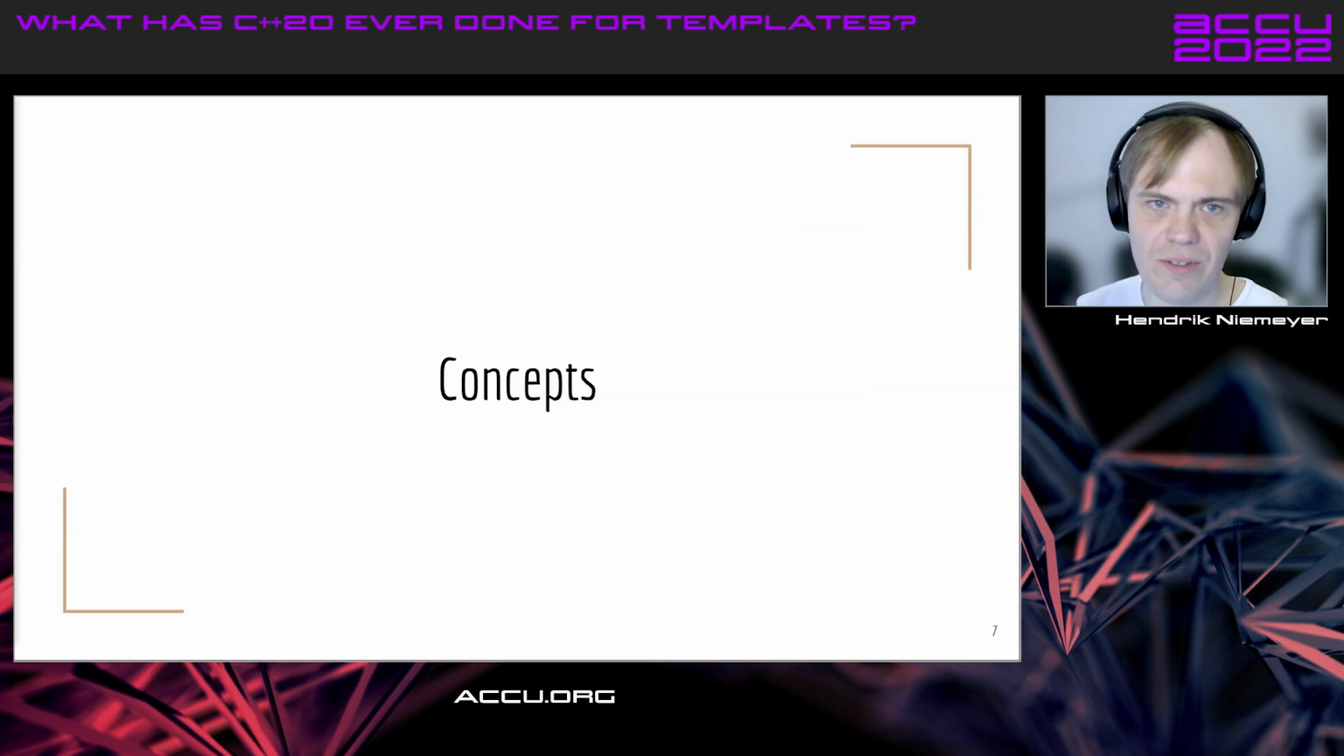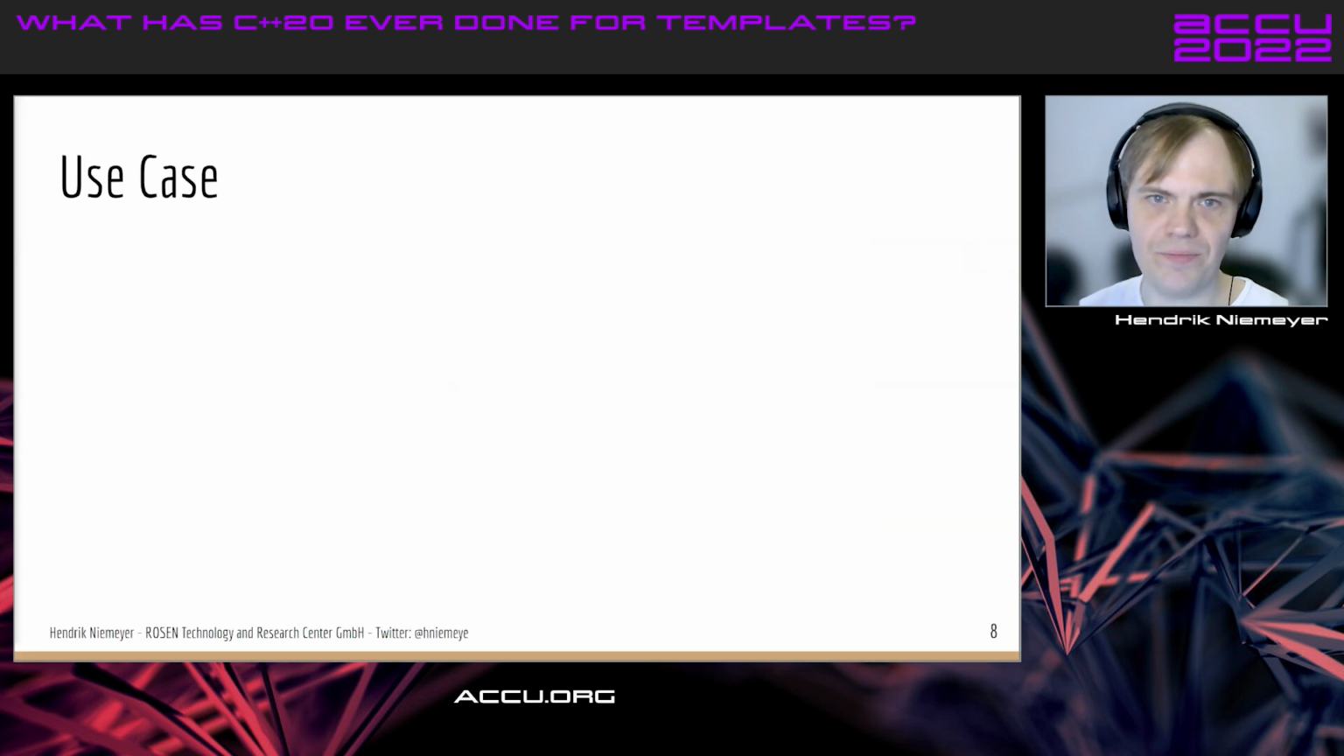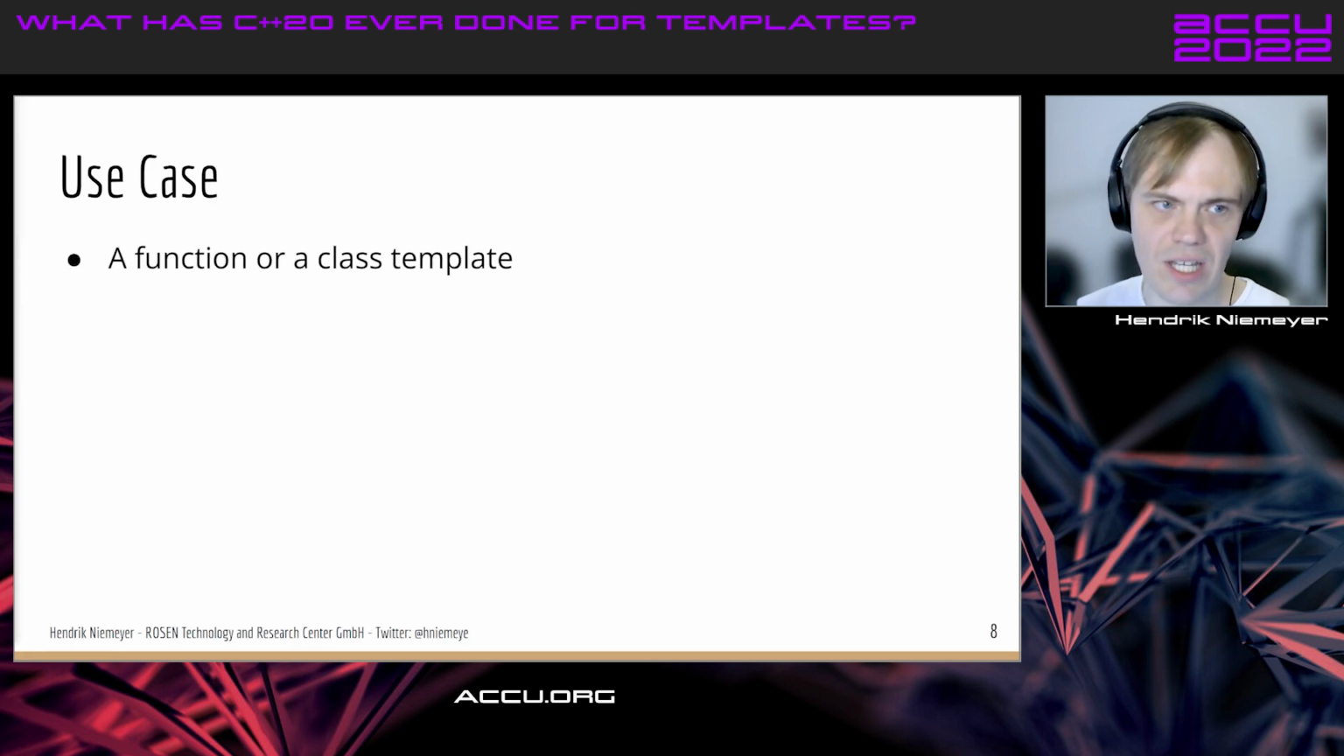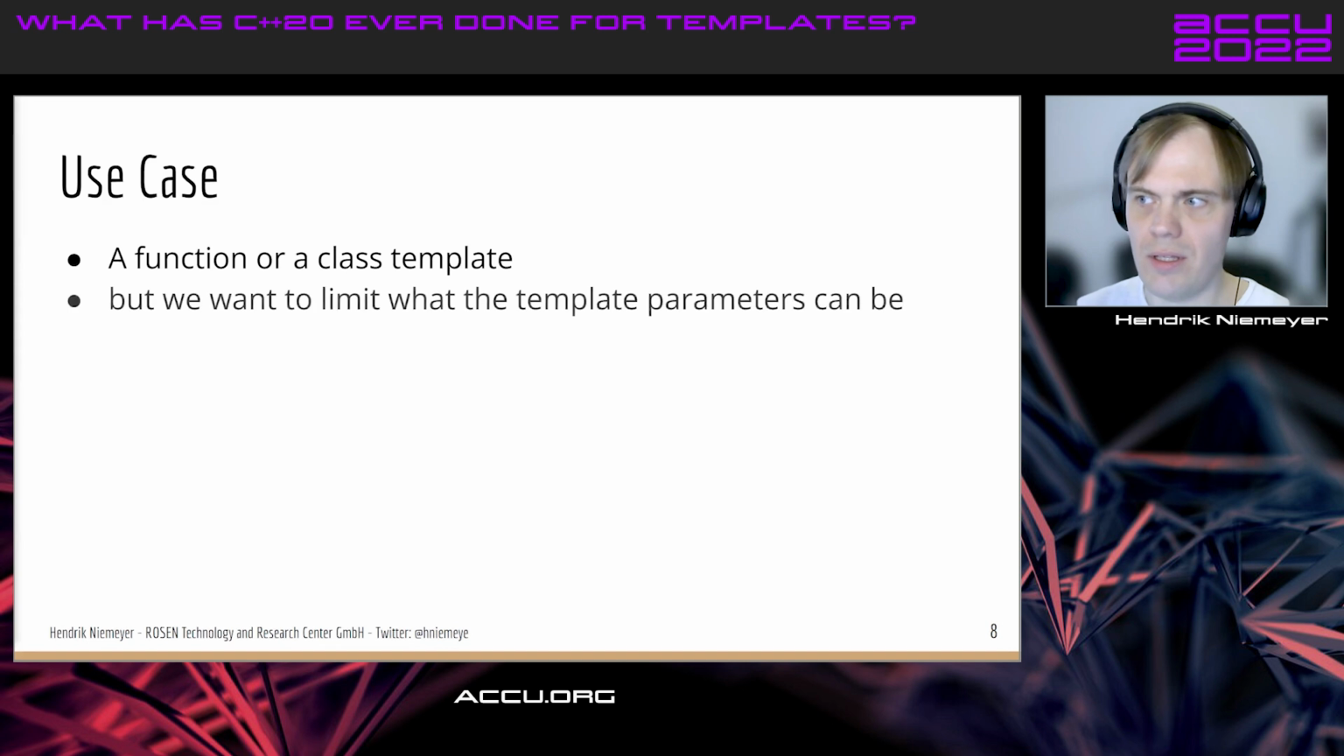So let's start with concepts. This chapter will be about what concepts are and how we can use them in our code. So what is the use case for concepts? We have a function or a class template in our code, but we want to limit what the template parameters can be.